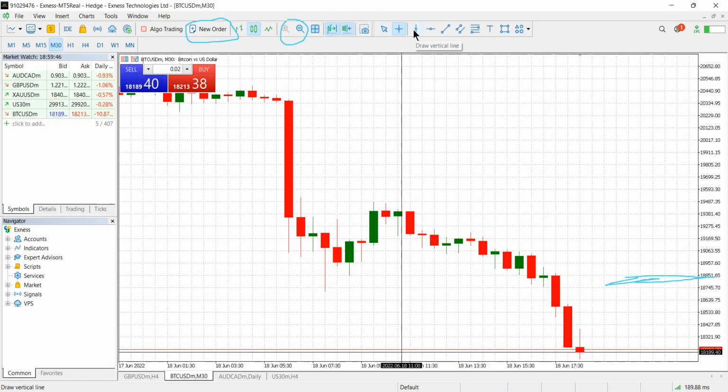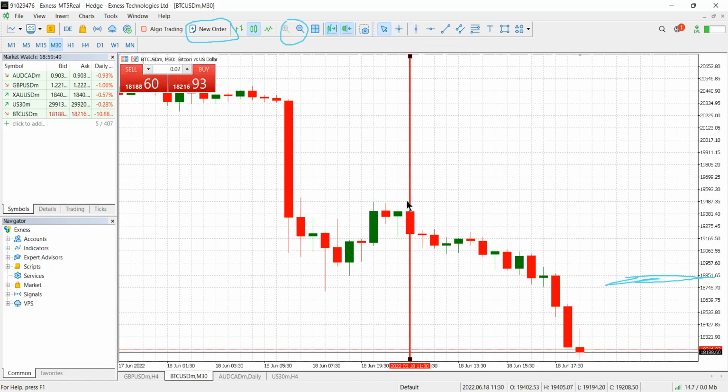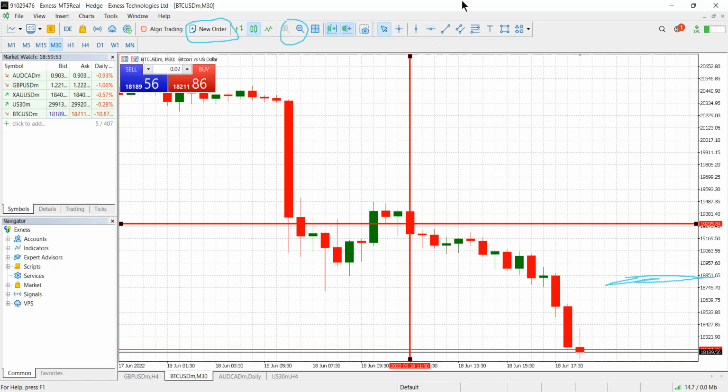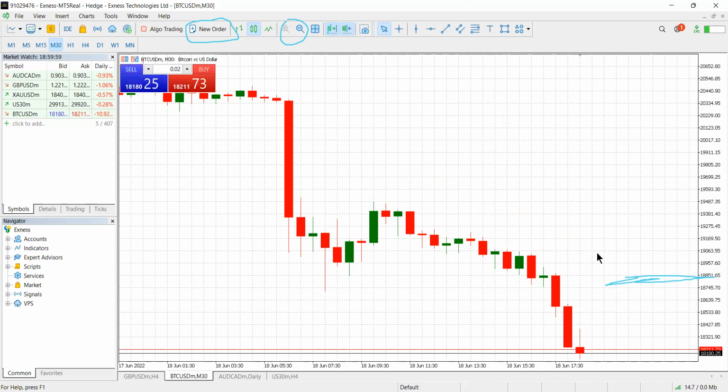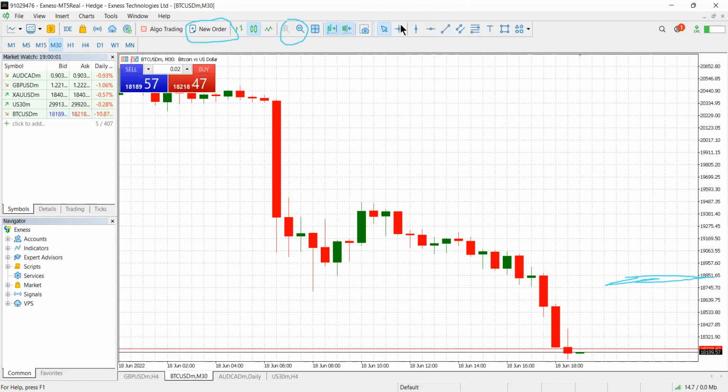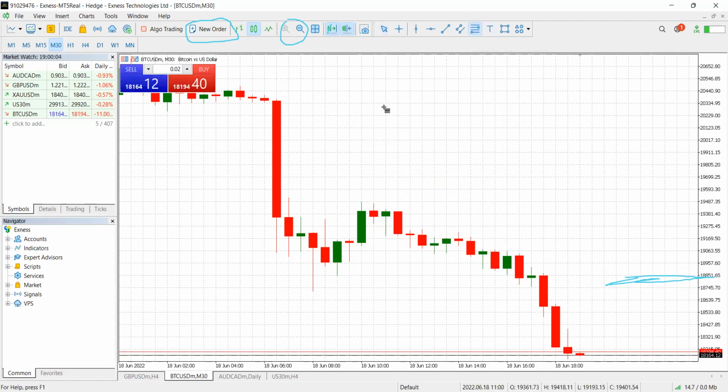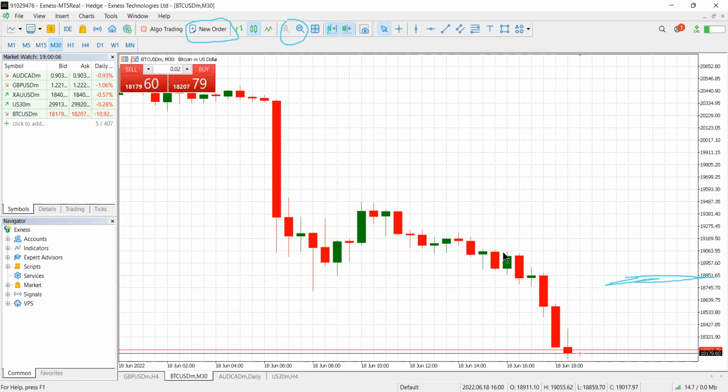And then you can have tools here like the vertical line. You see a lot of people drawing lines. You can have the horizontal line. You can also have the trend line. We'll be looking at all this. This is the trend line. We have the Fibonacci tool as well over here. So how do you place a trade?